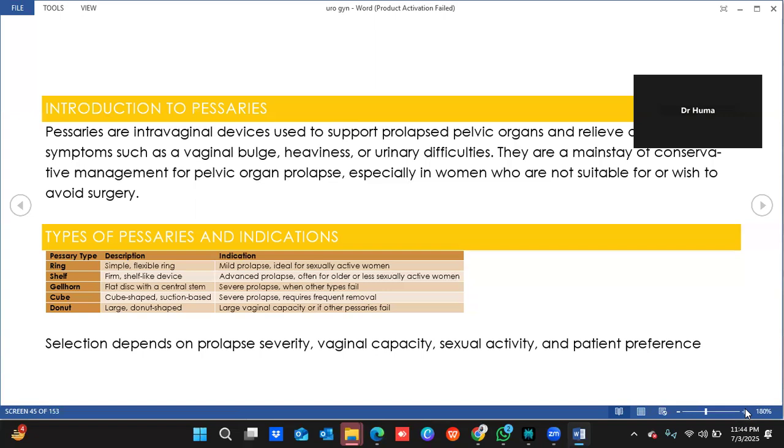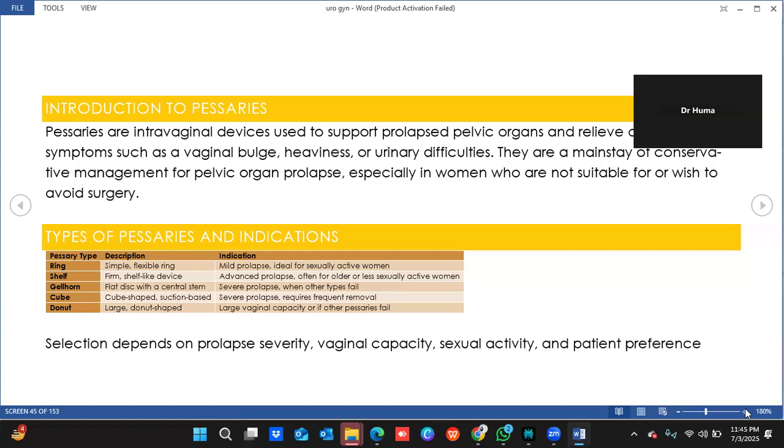So first of all, what is a pessary? I just want to tell you, pessaries are basically intravaginal devices used to support the prolapsed pelvic organ and relieve the associated symptoms such as vaginal bulge, heaviness, urinary difficulties, and so on. They are the mainstay of conservative management for pelvic organ prolapse, especially in women who are not fit or not suitable for surgery. You are getting me? Okay, fine.